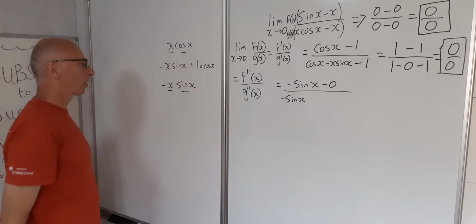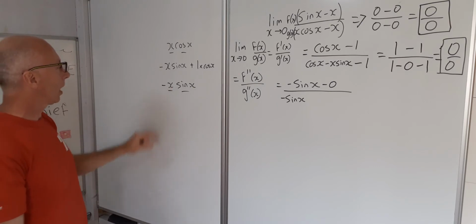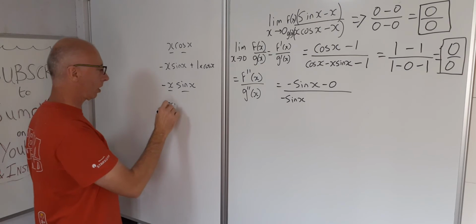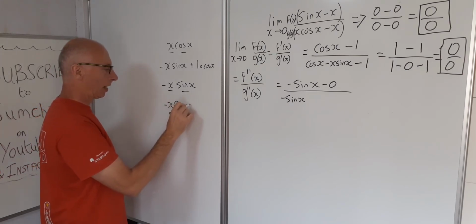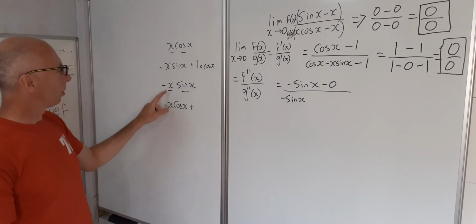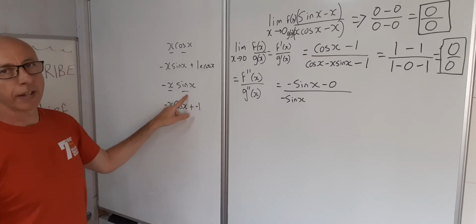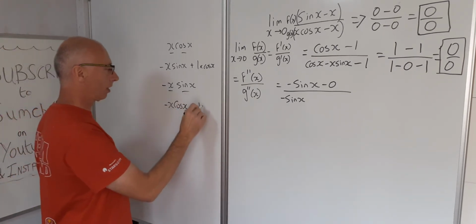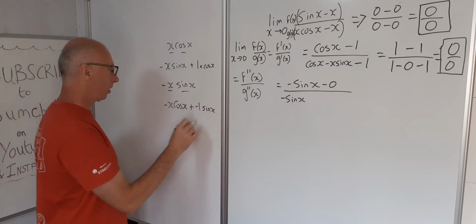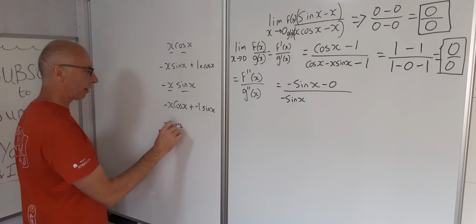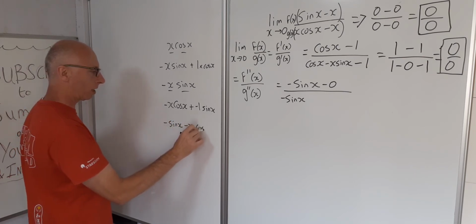Again, break down our functions. So minus x we can keep. Take the derivative of sine, which is cosine, then we add that to minus x becomes minus 1, and then sine of x stays. So what we're left with now, we could put minus sine of x minus x cosine of x.